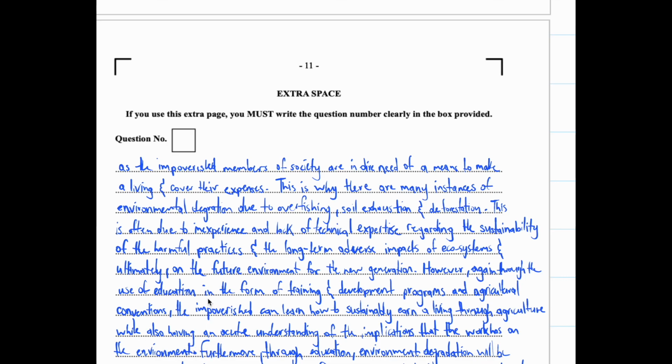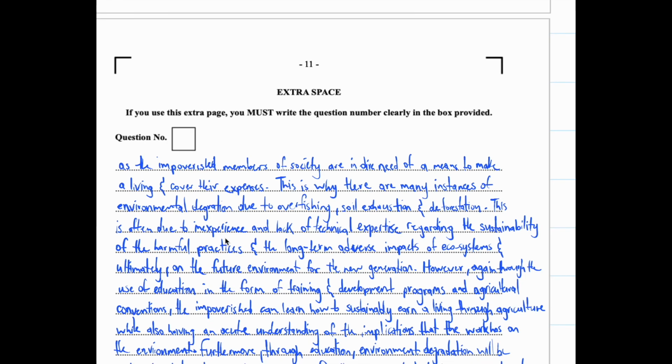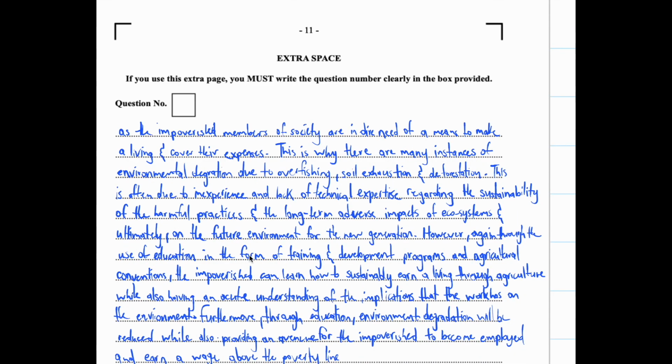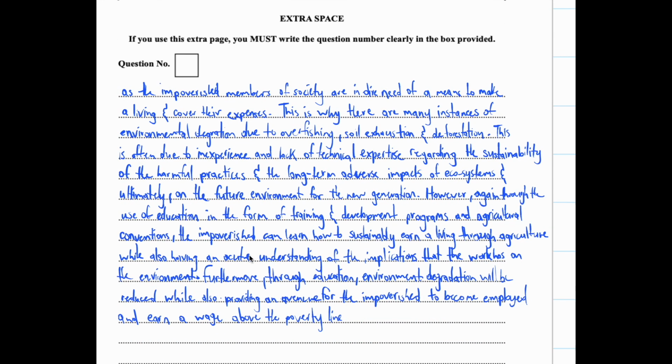Furthermore, through education, environmental degradation will be reduced while also providing an avenue for the impoverished to become employed and earn a wage above the poverty line. So, yes, that's the entire paper.